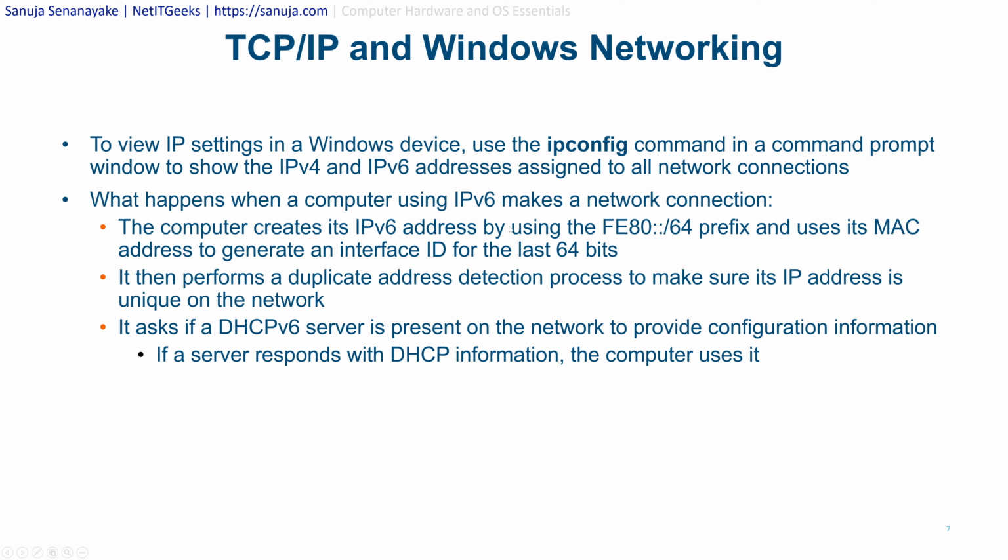What happens when a computer using IPv6 makes a network connection is that the computer creates its IPv6 address by using the FE80::/64 prefix and uses its MAC address to generate an interface ID for the last 64 bits. Then it performs a duplicate address detection process to make sure its IP address is unique on the network. It asks if a DHCP version 6 server is present on the network to provide configuration information, and if a server responds with the DHCP information, the computer uses it instead.